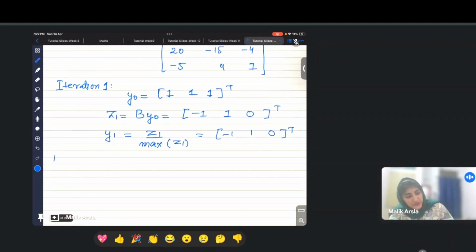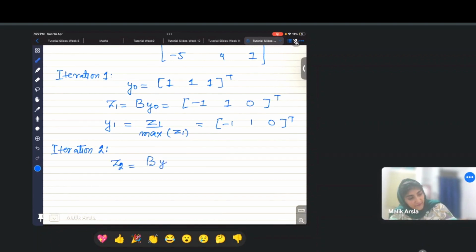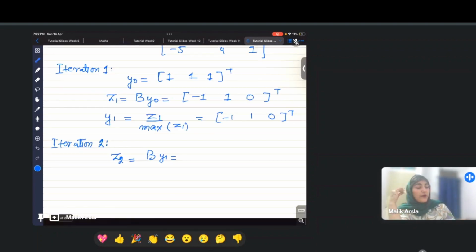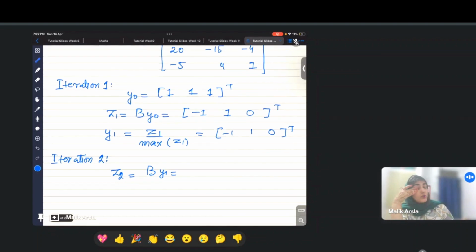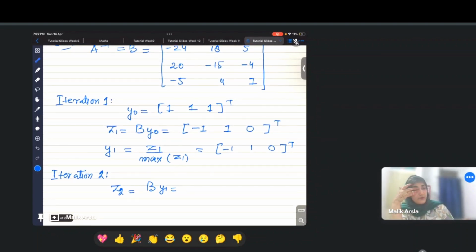Now we go to iteration 2. Here we calculate Z2. Z2 will be B Y1. Now multiply this B matrix with Y1. Can you tell me quickly what you are getting? Do it along with me. Okay.